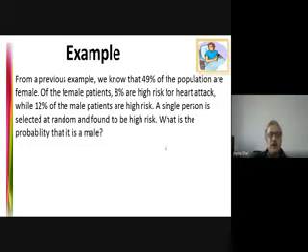What is the use of this? Say I'm taking an example. We know that 49% of the population are female, and of the female patients, 8% are at high risk of heart attack, while 12% of the male patients are high risk. A single person is selected at random and found to be high risk. What is the probability that he is a male? We can use Bayes' law for calculating the probability that this high risk person is a male.